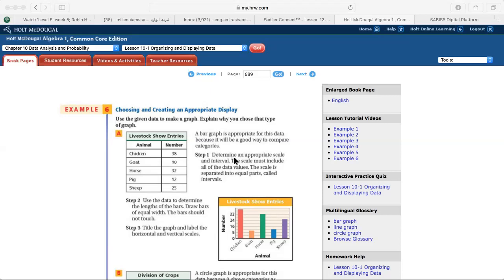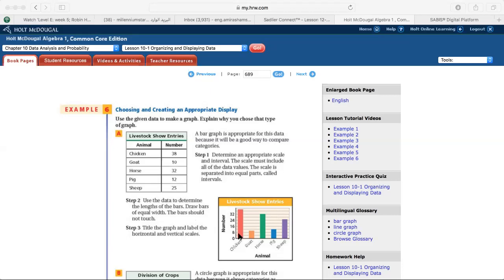Step 1, determine an appropriate scale and interval. The scale must include all of the data values. The scale is separated into equal parts called intervals. So here I have 38, 10, 32, 12, and 25. Which scale am I going to use? I can skip count by 2 or skip count by 5. Skip count by 4, or here in the chart, they skip count by 8. Yes, by 8, because 8 is also good.